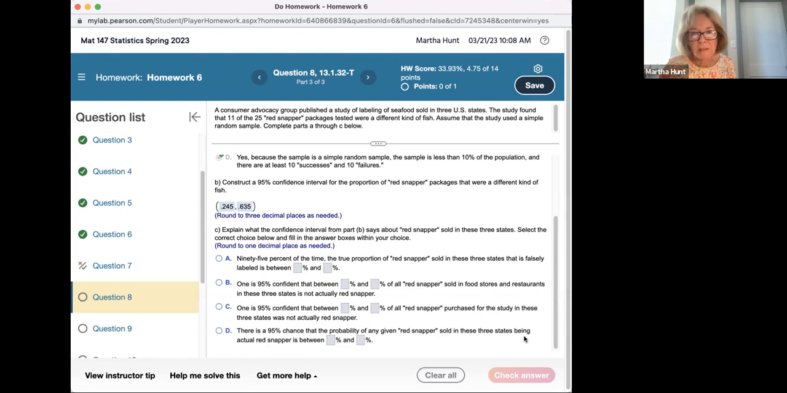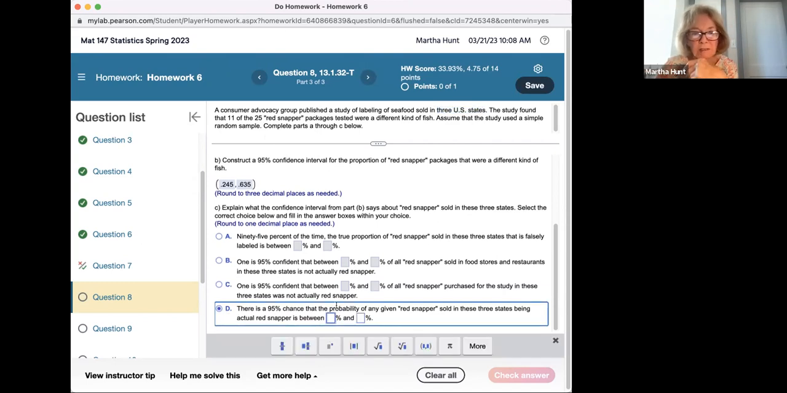Not 3 states. So assume that, okay. It says in 3, it says 3 United States. It says 3 United States. Okay. We'll put that in. Going to change this to a percent and make it 24.5. And we're going to make this 63.5.